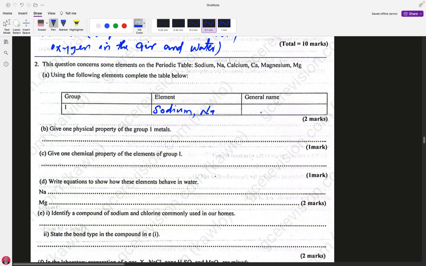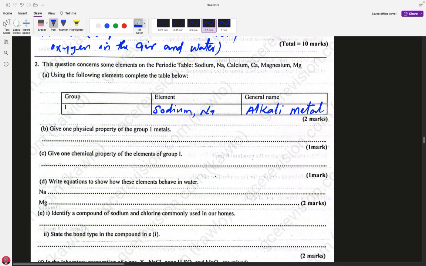The general name given to all elements of group 1, we call them the alkali metals. All group 1 elements are called alkali metals. Then group 2 elements are called alkaline earth metals. So now, give one property of group 1 metal.